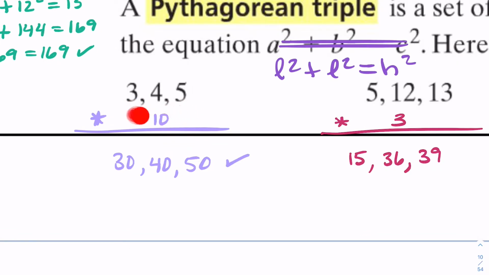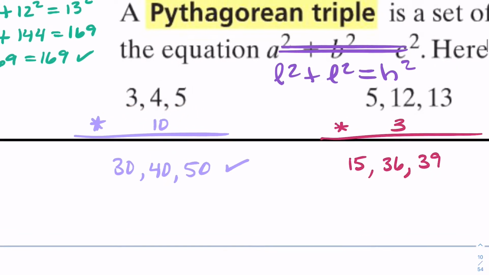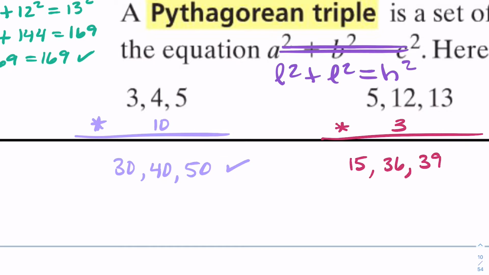Are they all whole numbers? Okay, that's one of the checks. Are they all whole numbers? You don't want a decimal, you don't want a radical, you don't want a fraction. And does leg squared plus leg squared equal hypotenuse squared? So does the sum of the squares of the lesser two equal the square of the greatest?